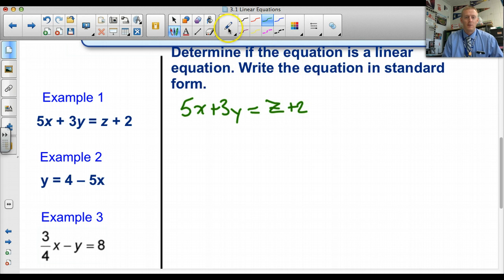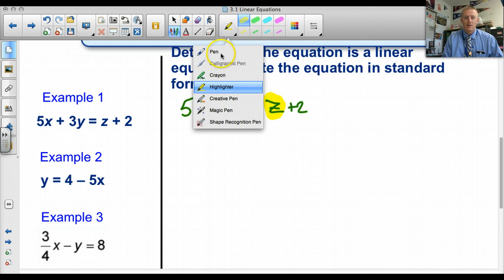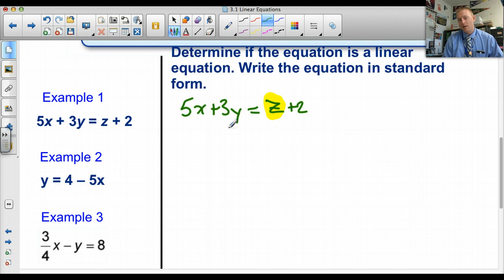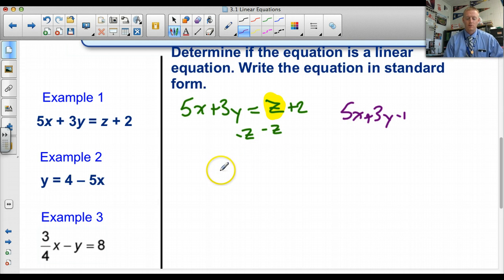Now I'm going to tell you right away, folks, there's a problem with this equation, and it's that letter z. Z is not in ax plus by equals c. So therefore, this is going to screw up our problem, because we would subtract z from both sides to get the x's and the y's by themselves, and the c also being by itself on the equal sign. And this changes it to 5x plus 3y minus z, and that does not equal 2 in standard form. So let's keep on cruising.